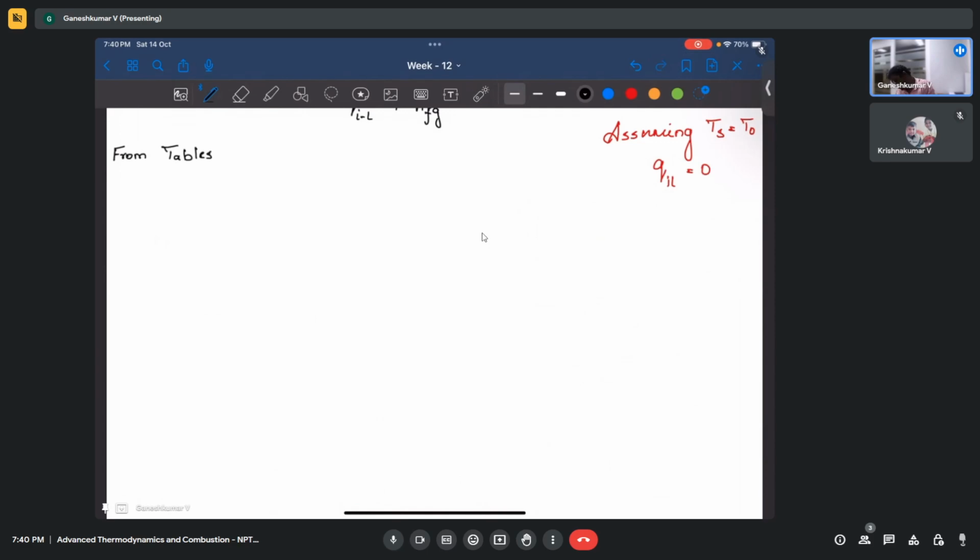Right. So we have table B3 in Stephen Turns. Table B3 has CP, and I think table B1 has heating values and HFGs. So we'll be using tables B1 and B3 of Stephen Turns.